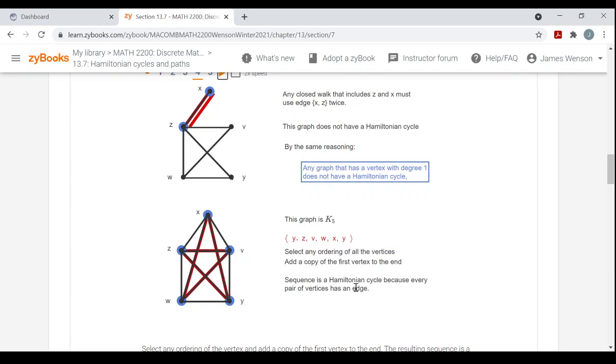So look at this. There's a Hamiltonian cycle here. And again, just reorder the vertices in any order and copy the first vertex at the end, and you've got yourself a Hamiltonian cycle if you're in a complete graph. Right? This procedure they went through here is only for complete graphs.